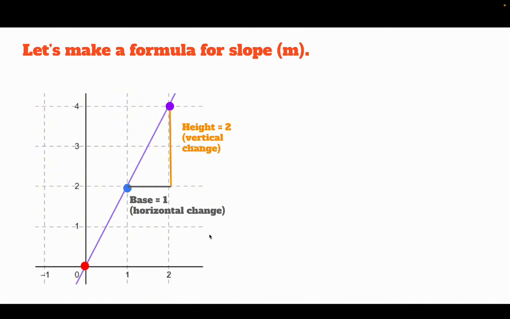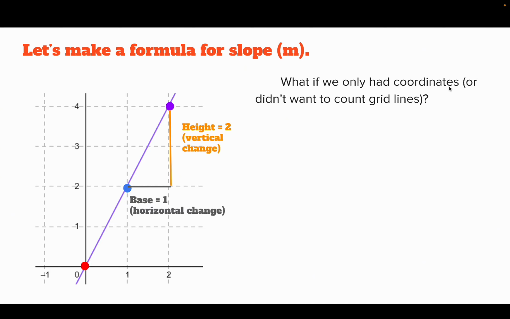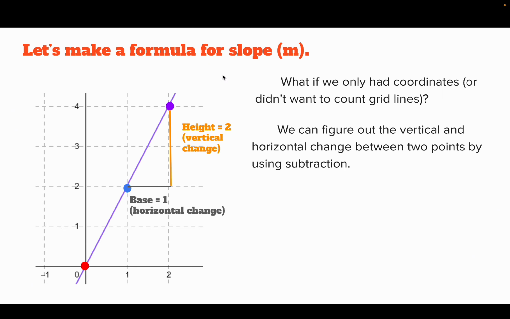Now, we're going to make a formula for slope, so that you can just plug in values when you're given them. So we have a height, a vertical change of 2, and a base, a horizontal change of 1. What if we only had coordinates for these 2 points? So we didn't have a graph, or we just didn't want to count the grid lines. What could we do? Well, we can figure out this height value and this base value by using subtraction.